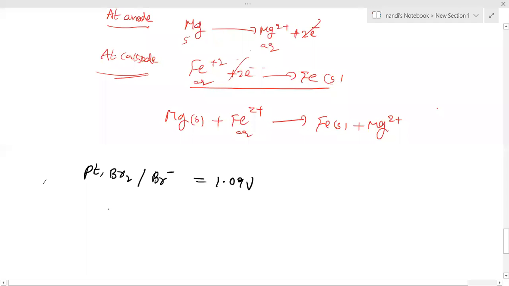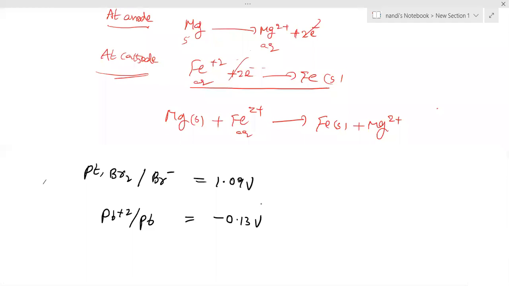Next, Pb2+ and Pb. Its reduction potential is minus 0.13. Which is anode, which is cathode, and which is oxidizing agent, reducing agent? Question is same. Then write it.